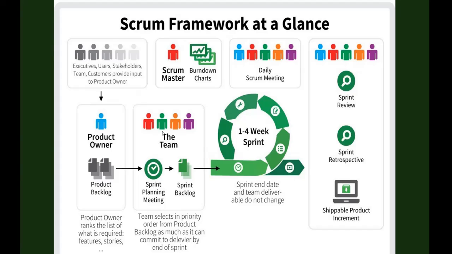This is the team. So in here you see that the Scrum Master will attend this event, sprint planning and sprint backlog. And then later in the daily Scrum meeting, there will be Scrum Master and then product owner in there. And then sprint review, all of them are there. Product owner, Scrum Master, all of them there. Sprint retrospective, then sprint shippable product increment, all of them.